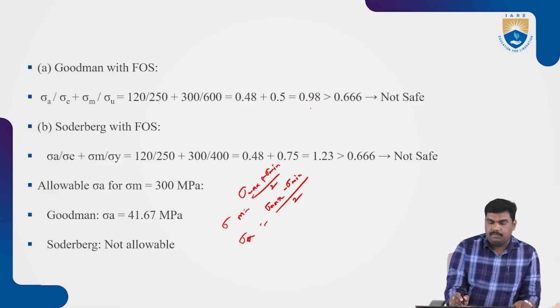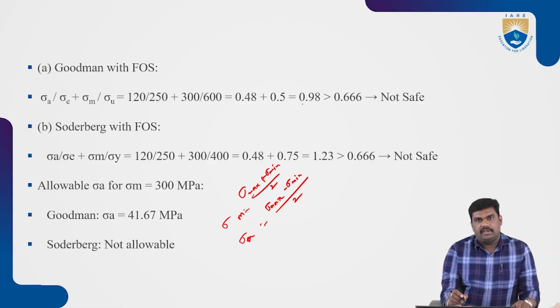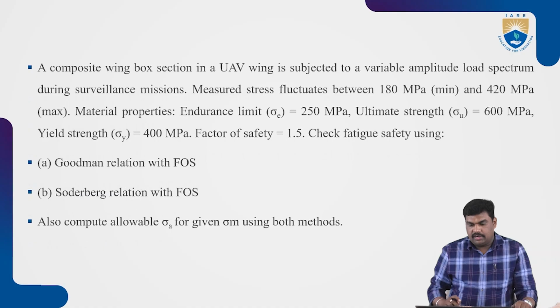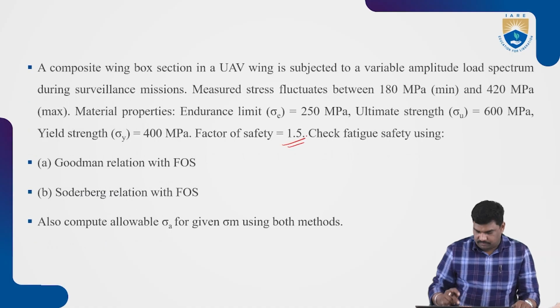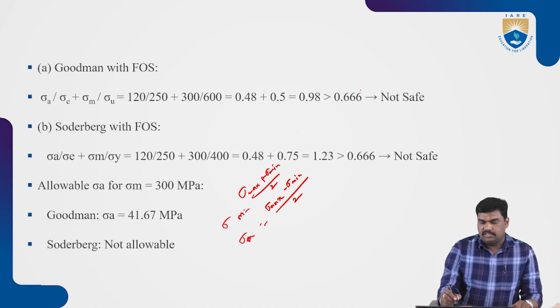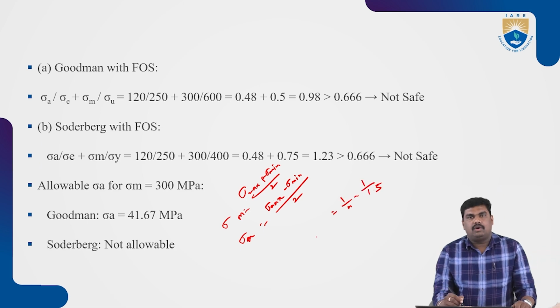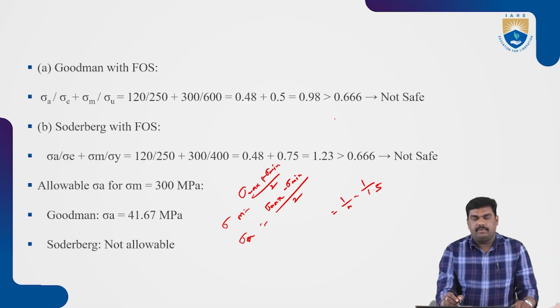When you substitute that, you will get 0.98. Here, without considering the factor of safety, it is less than 1, which means it is a safe condition. But now the limit with the factor of safety will be 1 by n. The factor of safety is given as 1.5, so at most it will be equal to 0.666. With the factor of safety, the condition is 0.666 only, but what we got is 0.98 and 1.23. Which means by default it is not a safe condition, right?